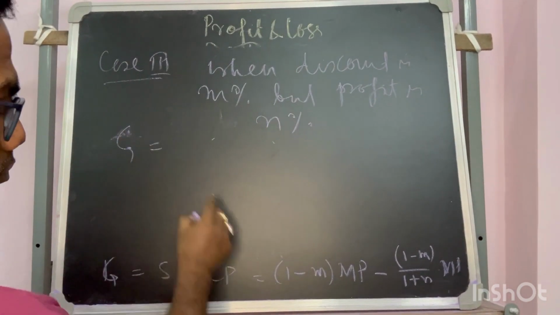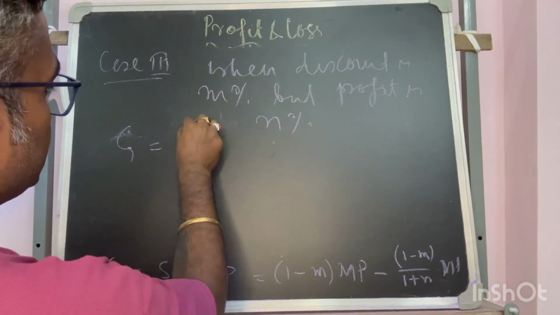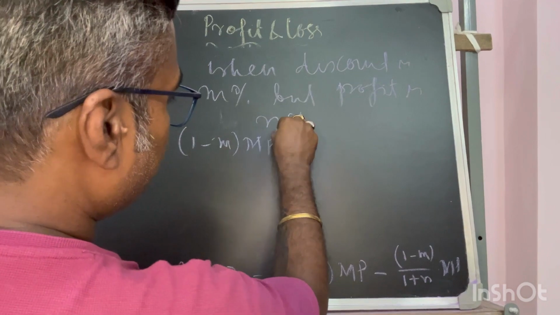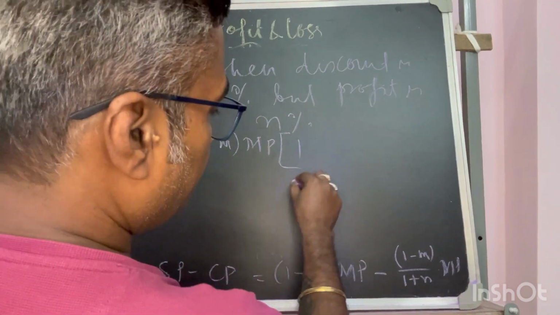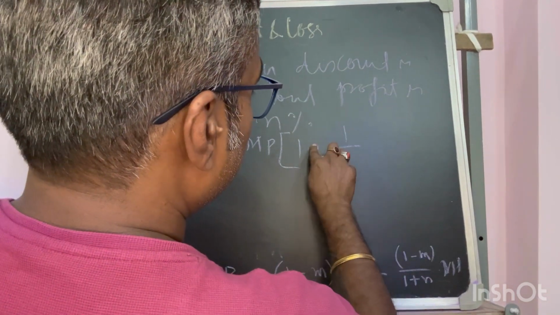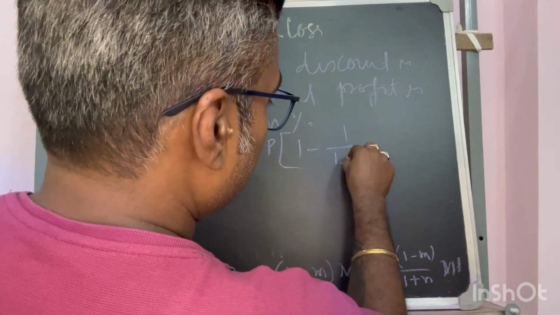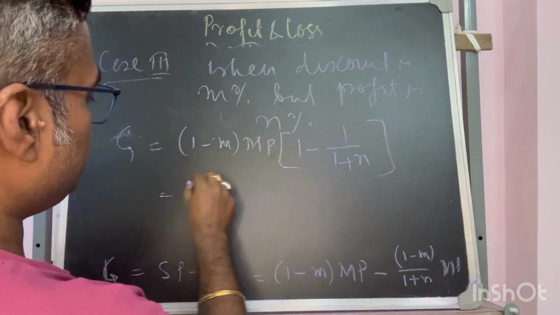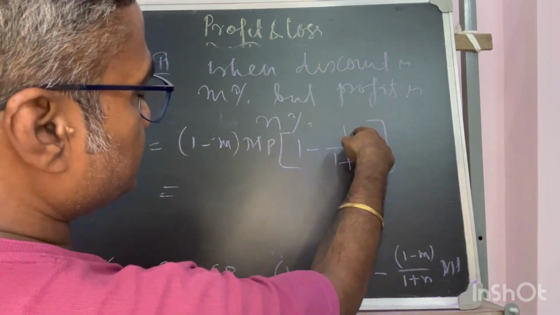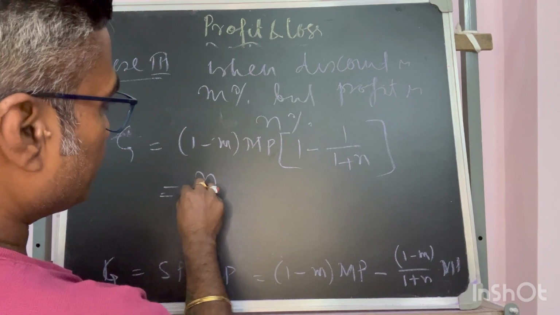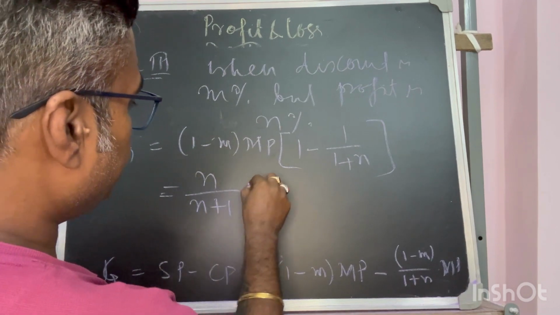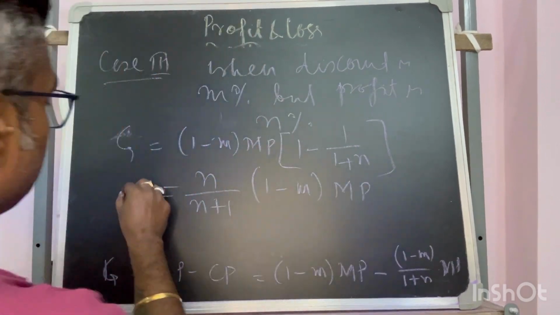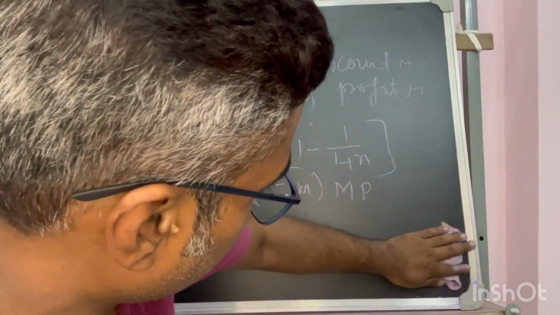Gain here is equal to, if I take common, 1 plus M into MP. If I take common, I will get 1 here and plus 1 minus 1 plus N here, isn't it? Now if we calculate, this will become 1 plus n minus 1, so that will be n by n plus 1 into 1 minus m into mp. So this will be your gain. Understood?